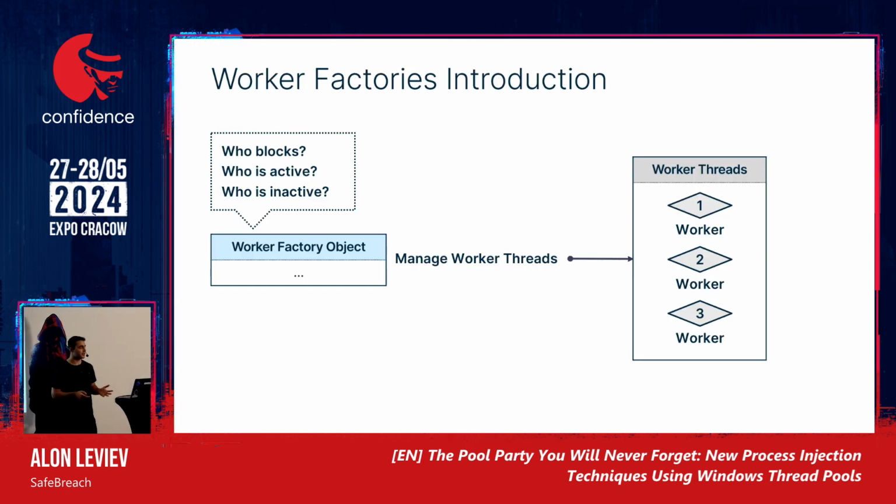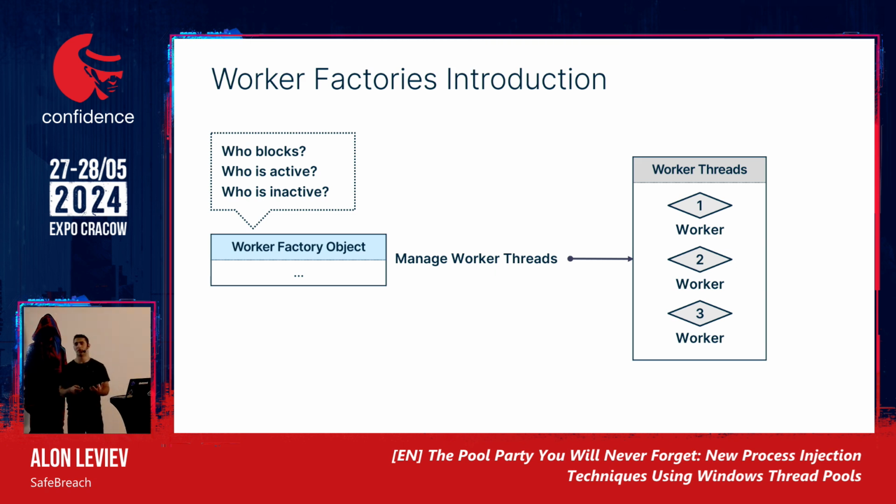A worker factory is a Windows object which is responsible for managing thread pool worker threads. And if we use the deliveryman metaphor that we used before, the worker factory is the same as the deliveryman manager. So in case a deliveryman did not send any box for like an hour, the manager would probably send him home. Very similarly, the worker factory manages the worker threads by monitoring active or blocking worker threads, and based on the monitoring results, it would create or terminate worker threads.